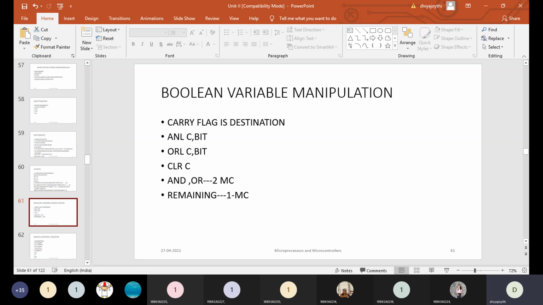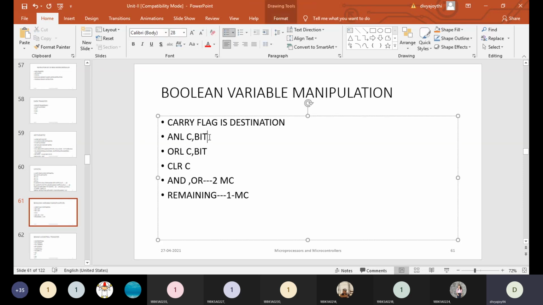See, here I have written one example: ANL C, bit. Let this bit value be 0. As I told you, whenever you come across the words Boolean variable, the operation will be between bits only, not between two data. Within the data, between the bits, the logical operations are going to be executed. And here, as I told you, only the carry flag is used in Boolean variable manipulation.